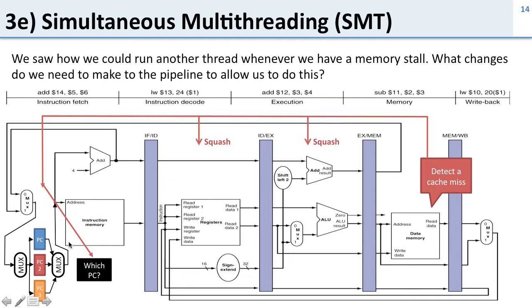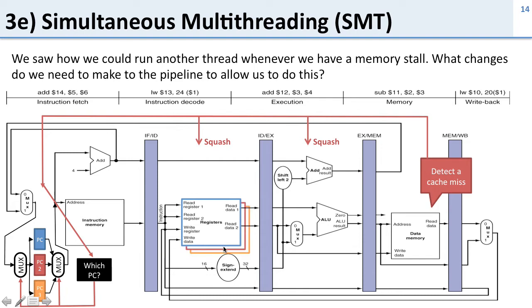So that's great, and we'll get the right instruction out here, but what happens with the register file? So for the register file, if thread 1 is accessing register 2 and thread 2 is accessing register 2, they can't be the same register. So we need to make sure we have separate registers for each thread. So our which PC part over here is going to tell us which PC to use, but we also need to have separate registers.